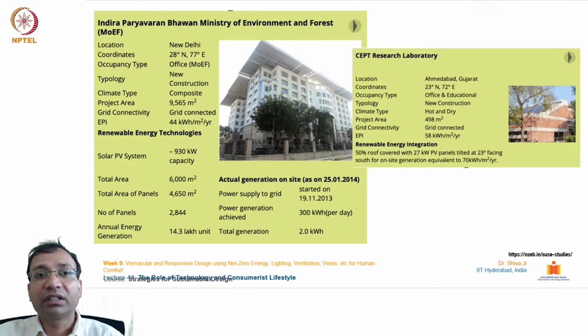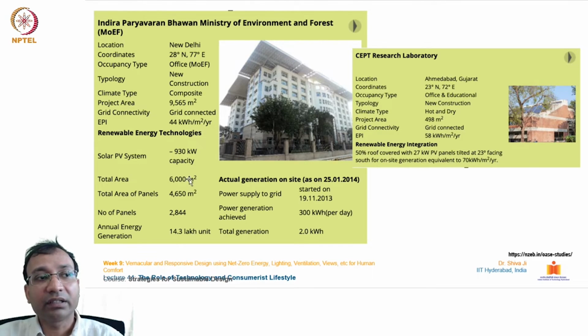Further, we have the first net zero energy building example. This is Indira Paryavaran Bhavan. Earlier, this building used to belong to the Ministry of Environment and Forest, in the Lodi Colony area, in the city of New Delhi. Primarily this building is an office building. Even now, it is being used as an office building, and the EPI over here is 44 kilowatt hours per square meter per year.